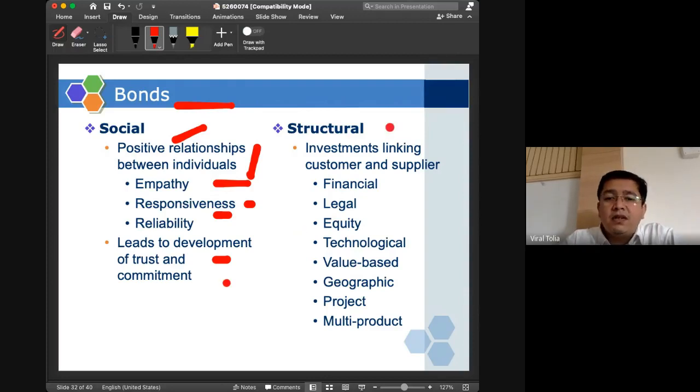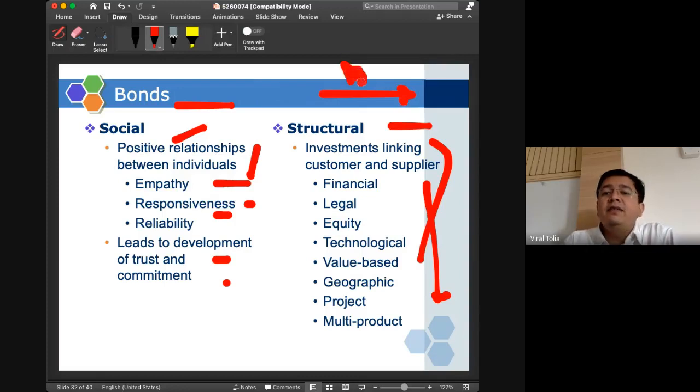Whereas when you talk about the structural aspect, you are talking about the financial equity, project, multi aspects, and different criteria where from the structural point of view also the bonding is very high. And this eventually gives you the return in the long run. So this is the practical advantage from the business perspective you are talking about.